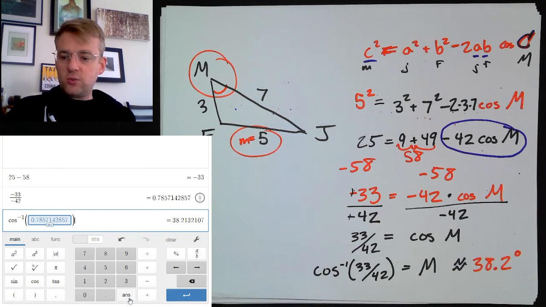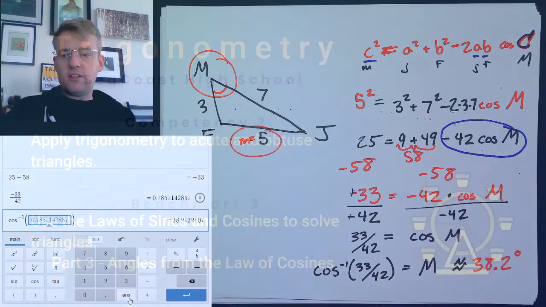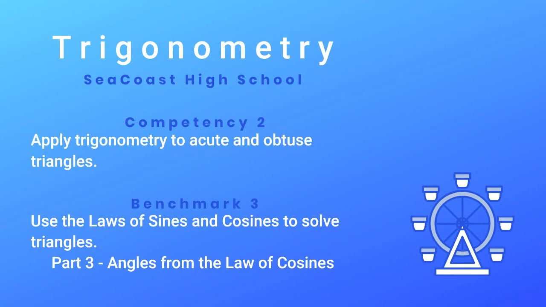So this was our 3rd video about the Competency 2 Benchmark 3, where we found an angle using the law of cosines when we knew all three sides of an acute or obtuse triangle.